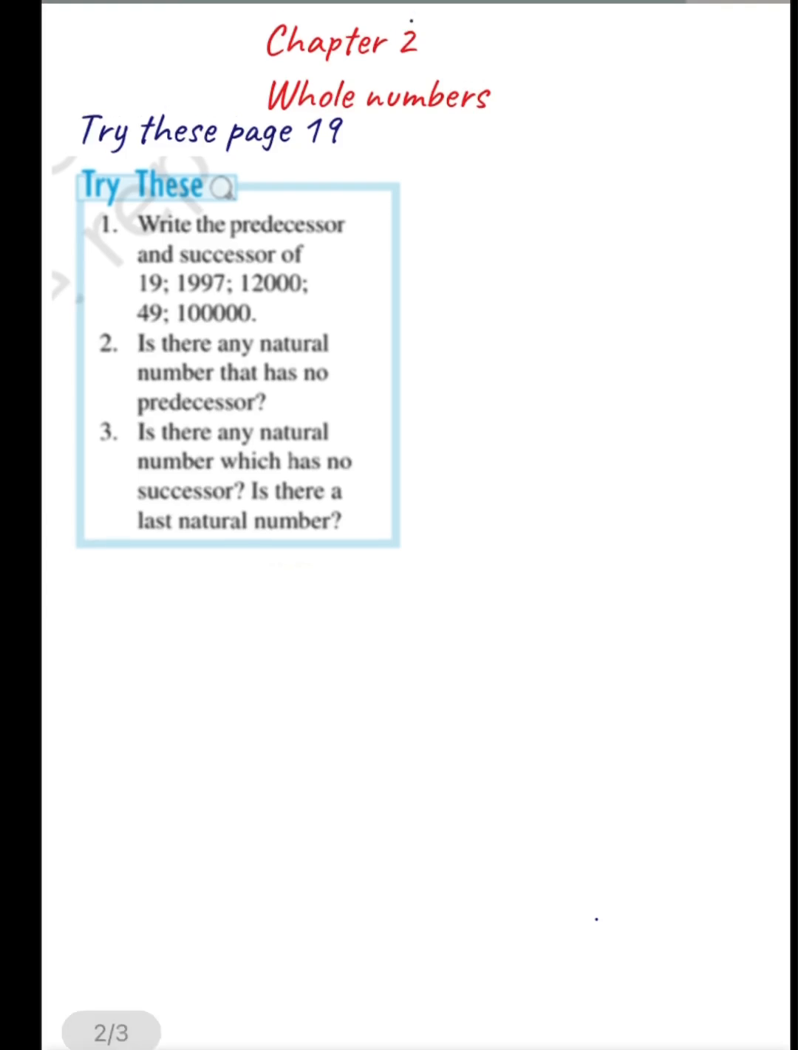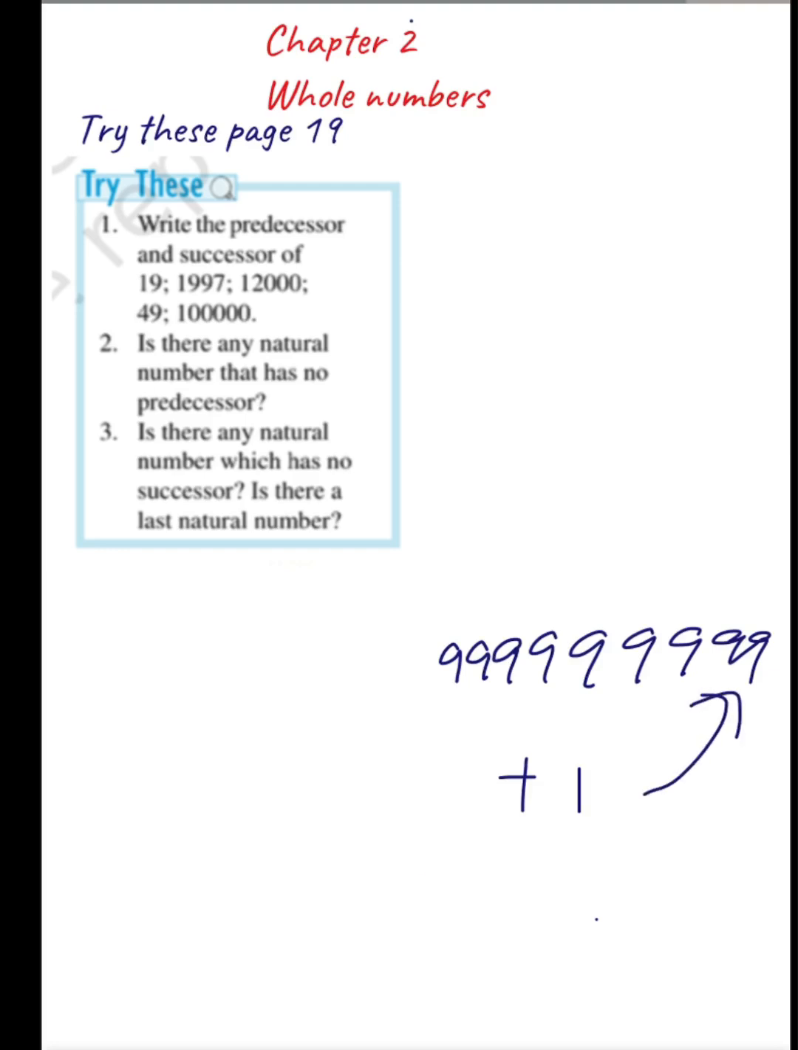For example, if you are considering this particular number, it's a very huge number. But if you are adding 1 to this number, then definitely you will get the very next number, which is the successor of this particular number. Like this, if you are taking any big number, you will definitely get one successor for it. So is there any natural number which has no successor? The answer will be no.